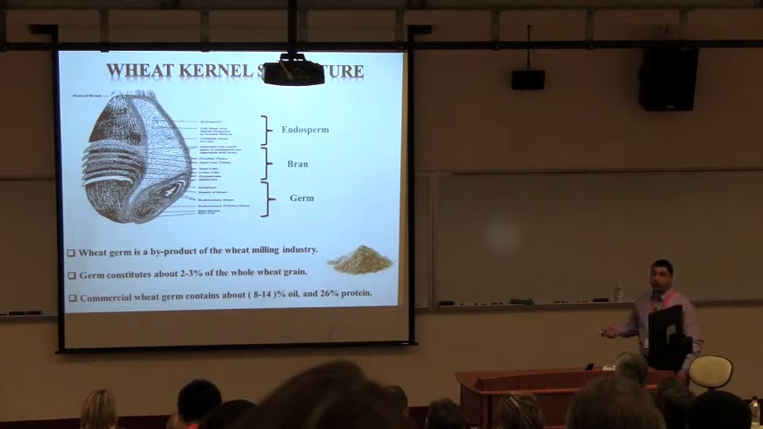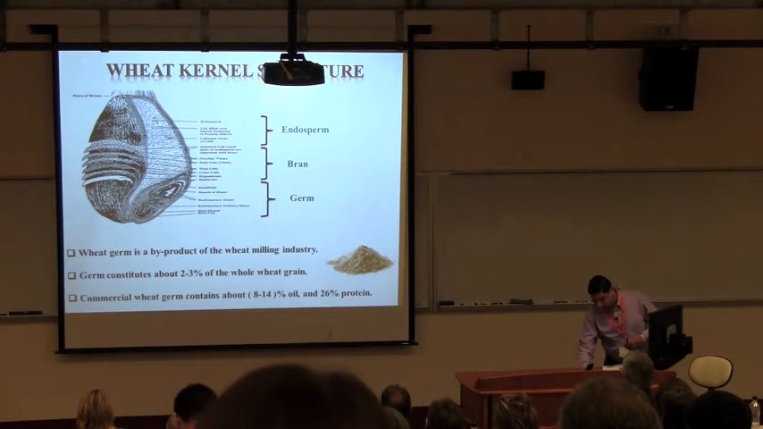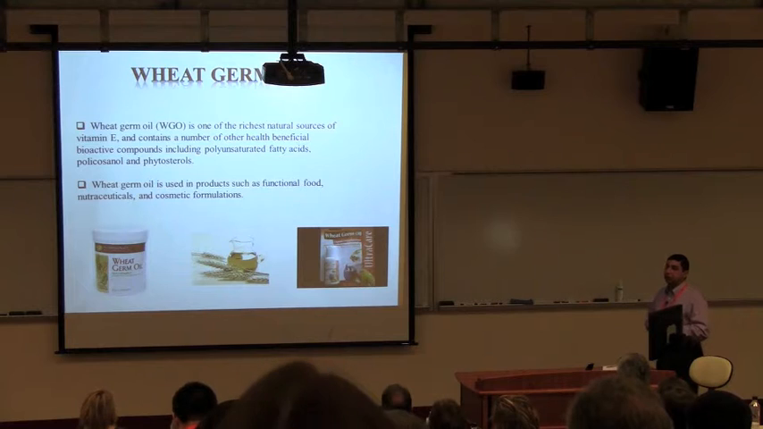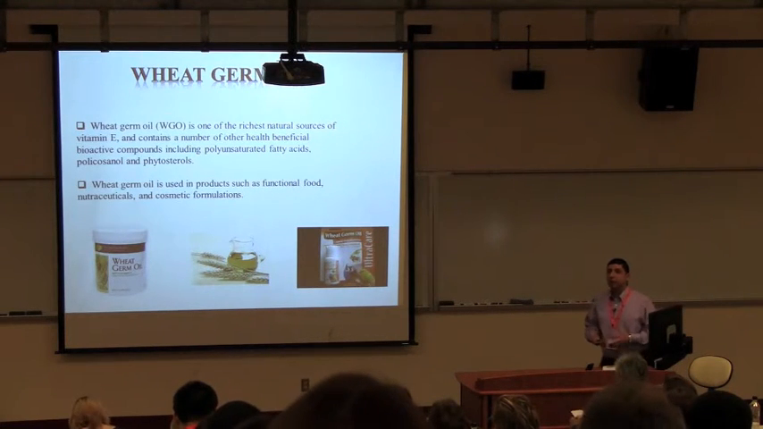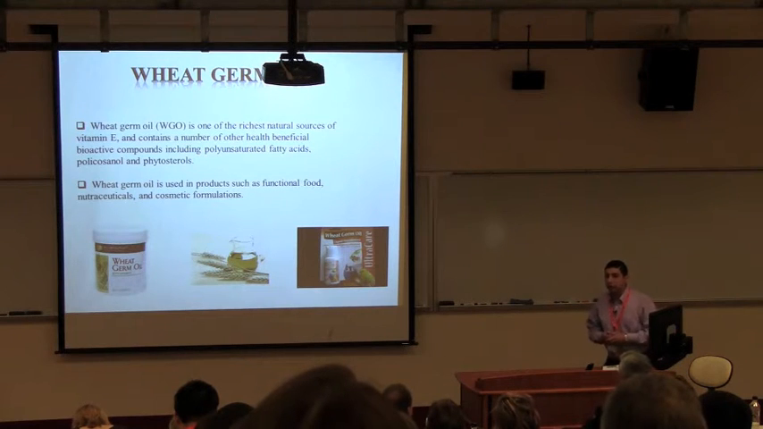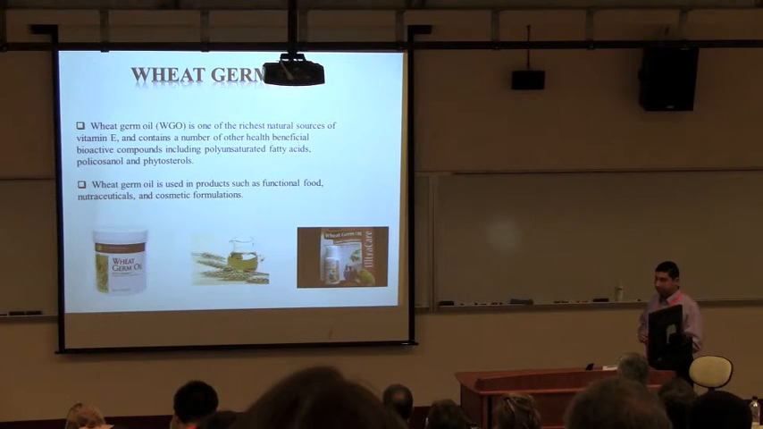The percentage of oil present in the wheat germ depends on the degree of contamination with the plant. Wheat germ oil is one of the natural sources of vitamin E, and it also contains other bioactive compounds, including polyunsaturated fatty acids, polyphenols, and phytosterols. Wheat germ oil is used in products such as functional foods, nutraceuticals, and also in cosmetics formulation.